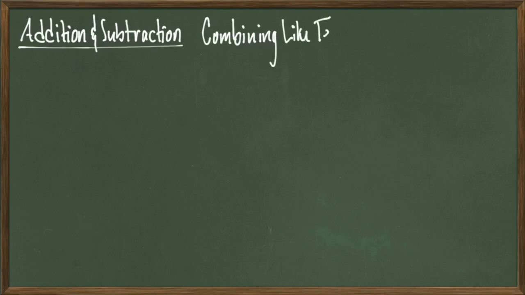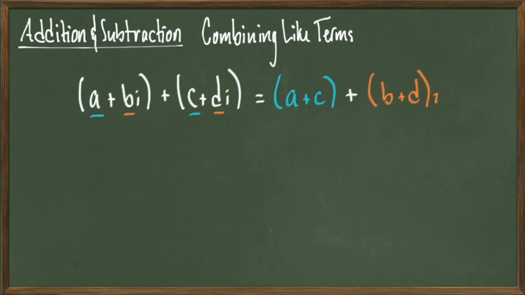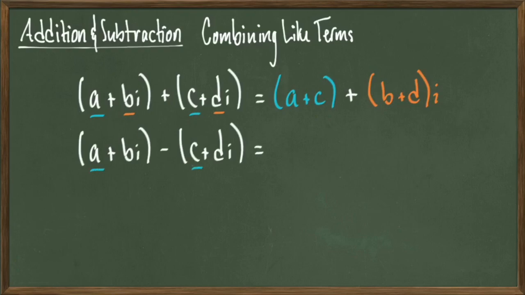In general, say that I'm adding a plus bi to c plus di. So this is just the sum of any two complex numbers. After combining like terms, I see that I add the real parts together, and then I add the imaginary parts together. We see also that we play the same game with subtraction. So I'll subtract the real parts from one another and the imaginary parts from one another.